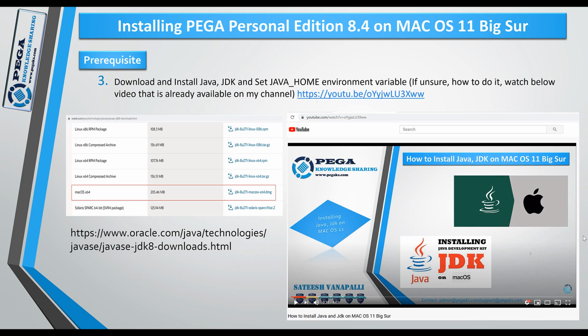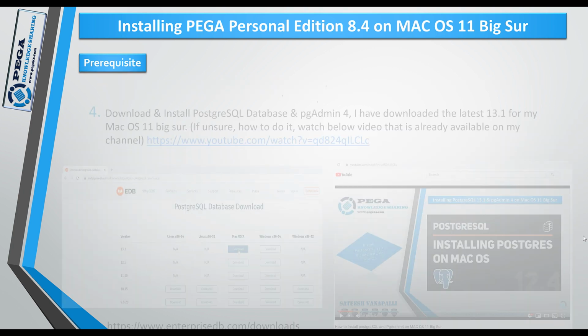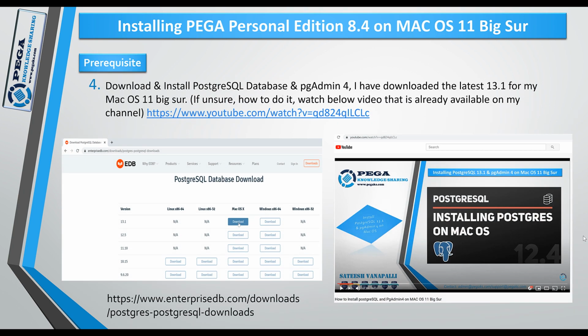Let's go to the prerequisite 3. Download and install Java JDK and set Java_home environment variable on your Mac operating system. If you are not sure how to do it, you can watch below video that is available on my channel. Now let's go to the prerequisite number 4. Download and install PostgreSQL database and pgadmin4.